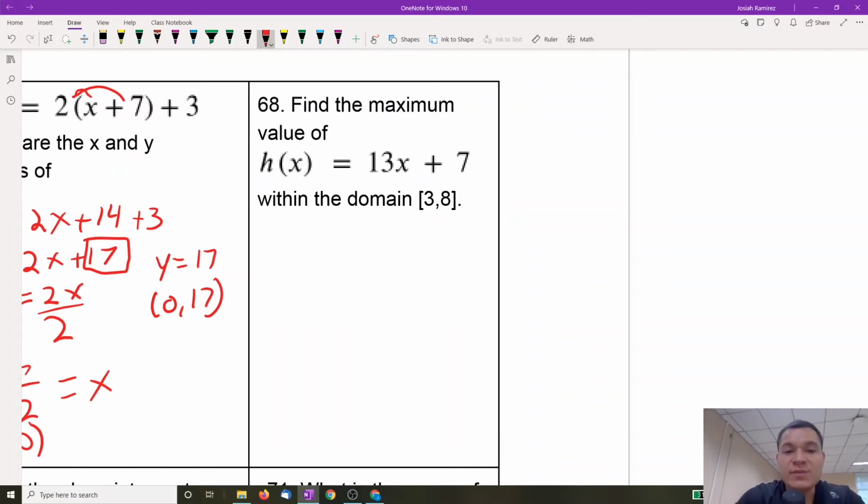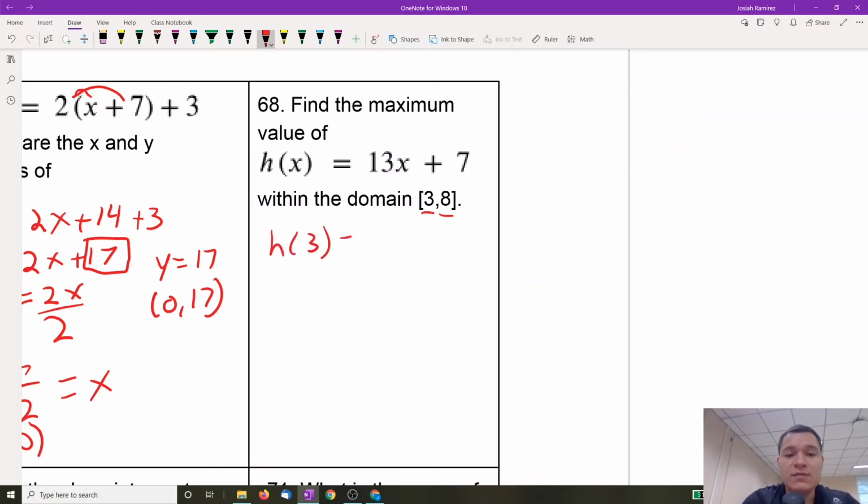Find the maximum value of this within this domain. So this is kind of like that question from, I think, 2 days ago, where from 3 to 8 is what we're looking at. What is the highest y in that area? It's going to depend on one of these two numbers. So we just have to plug in both of these values and see what happens.